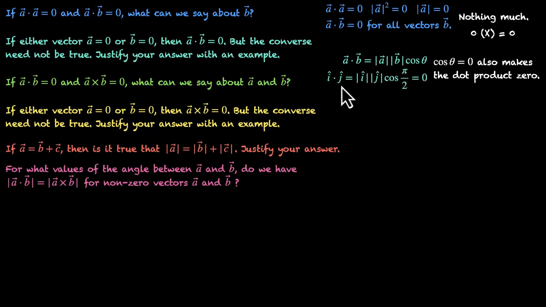So here's an example. i cap dot j cap, both of them are non-zero. So mod of i cap times mod of j cap times cos of pi by 2, which is the angle between them. This makes this dot product 0. Let's look at the next one.